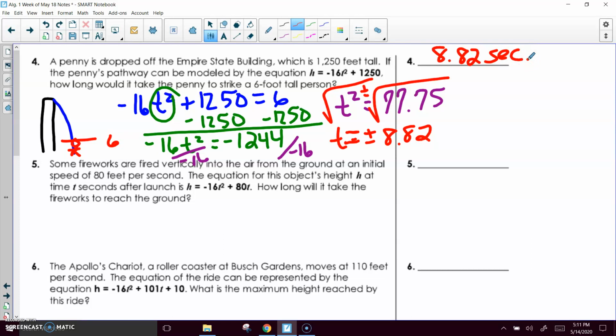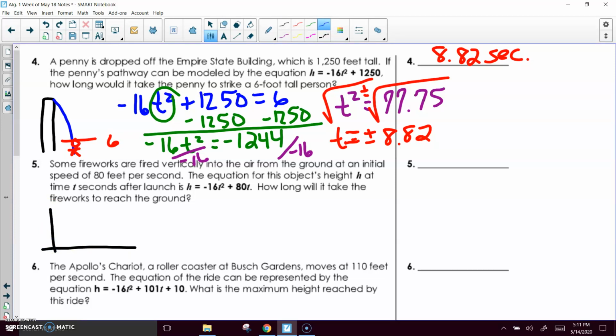Number 5. Some fireworks are fired vertically into the air from the ground at an initial speed of 80 feet per second. The equation for this object's height h at time t seconds after launch is h equals negative 16t squared plus 80t. How long will it take for the fireworks to reach the ground?